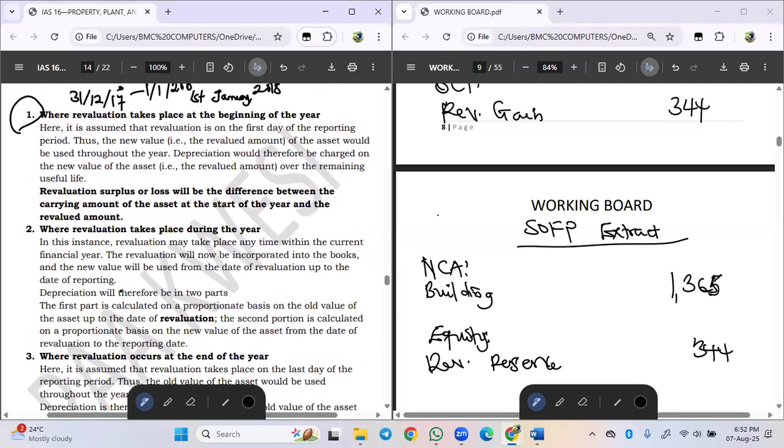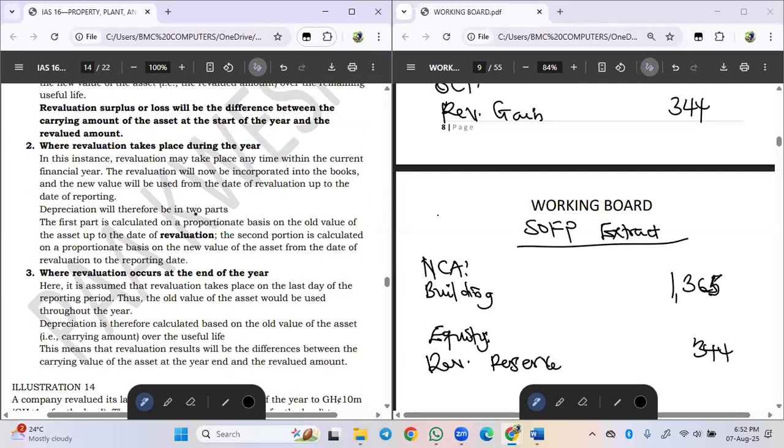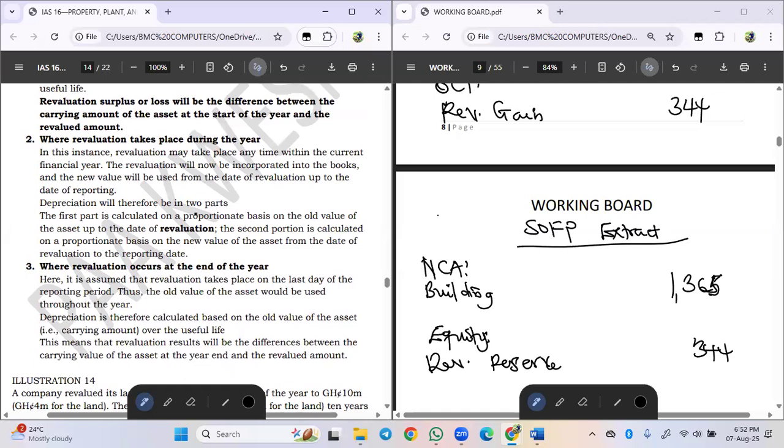Now, I forgot to say one thing about the first one. The depreciation charge for the first one will be based on the revalued amount. If the revaluation takes place at the beginning of the year, the depreciation that you are going to charge will just be the one on the revalued amount throughout. But where the revaluation takes place during the year, let's say in the middle of the year, we are going to have two depreciation charges. One will be on the historical cost and one will be on the revalued amount.